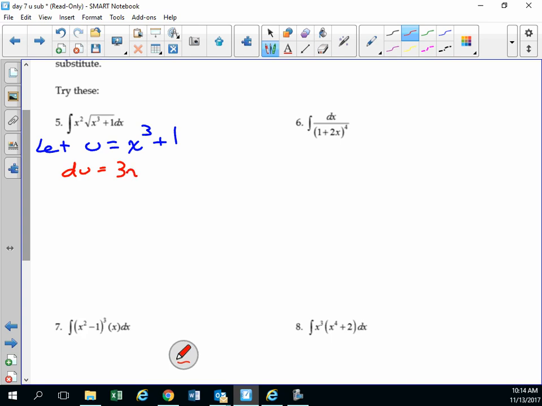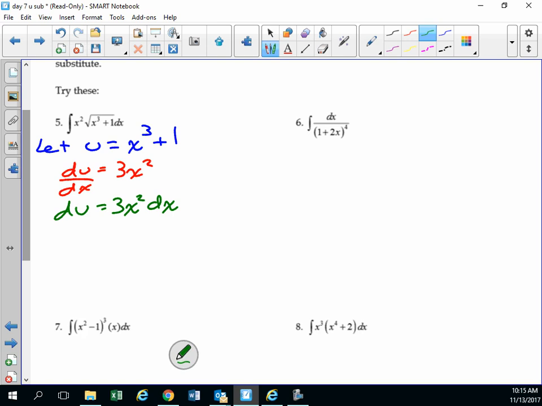Fabulous. But because I put du and not du over dx, it's 3x squared dx. Technically, when you do this, you get du over dx. Remember, I only want du, so I move the dx to the other side. I am going to skip that step from now on. The red, which is the du over dx, equals 3x squared.